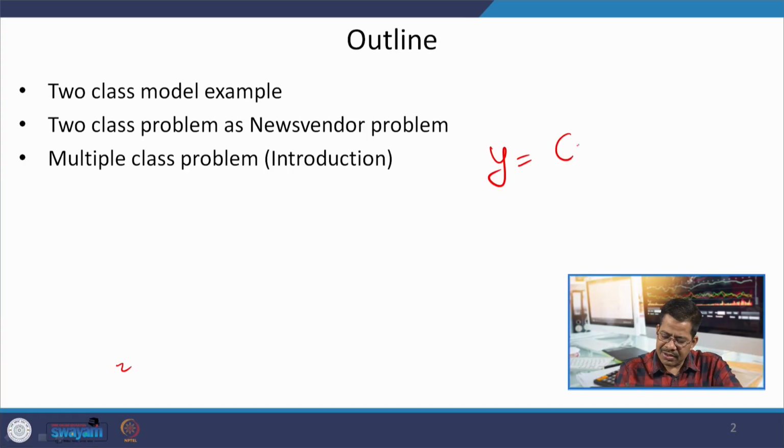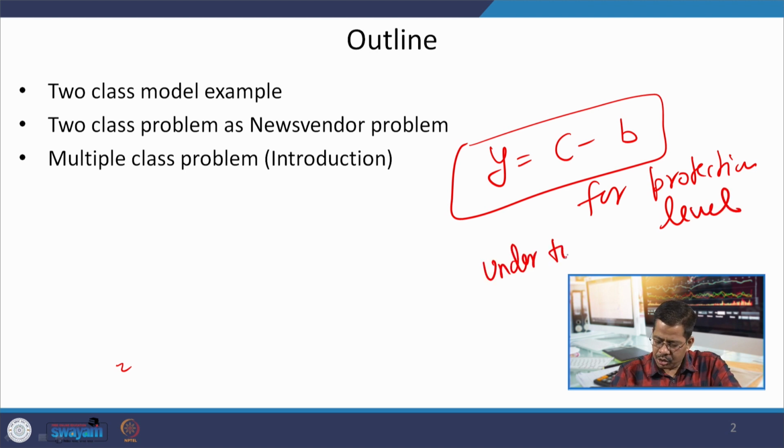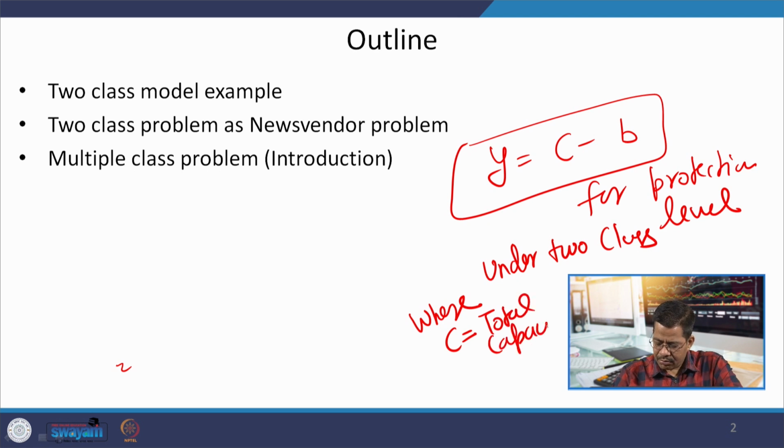We discussed the equation y equals C minus B for protection level under two classes, where you remember that capital C is our total capacity and B is our booking limit.